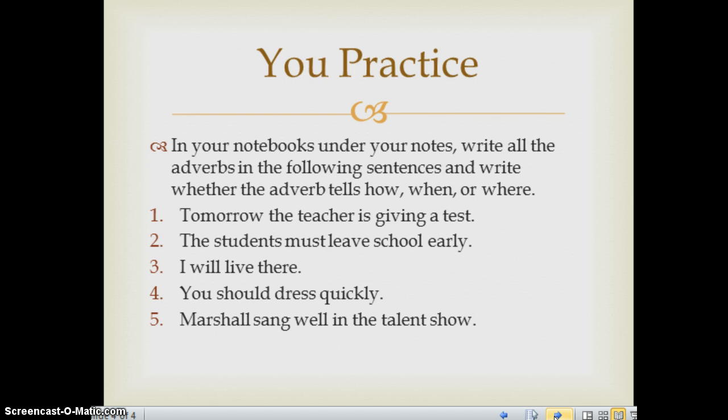You're going to practice by yourself. What you need to do is read each sentence. You need to write down the adverb and then tell me, does the adverb tell you how, when, or where? Now remember, you can find the verb in each sentence and then just ask the questions. Is it telling me how? Is it telling me when? Or is it telling me where? To help you figure out the answer to finding the adverb.